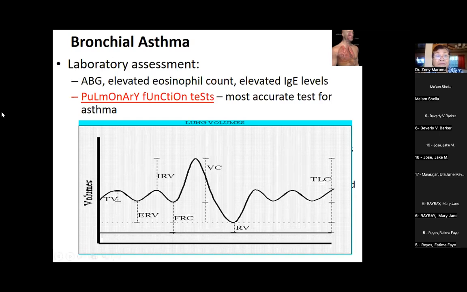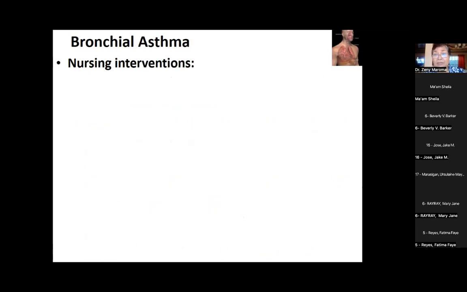Okay. Pulmonary function test is requested for patients with chronic bronchial asthma. But if it is that kind of attack that is reversible, there is no need for pulmonary function test. Okay? You only need to treat the symptoms.